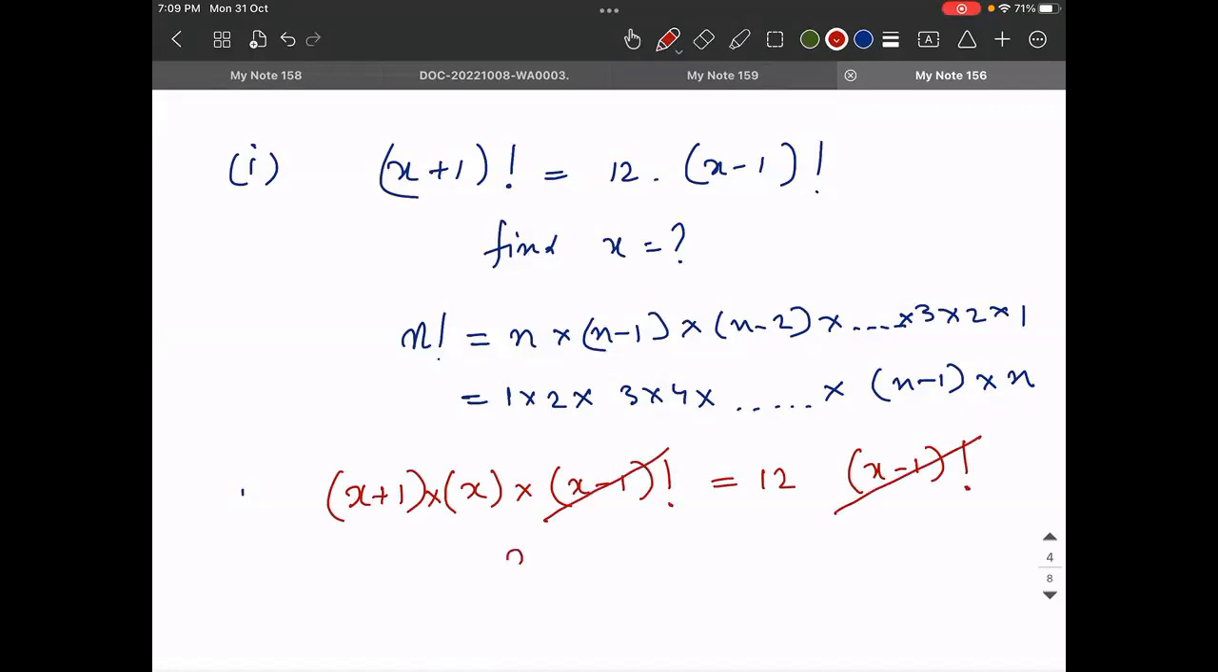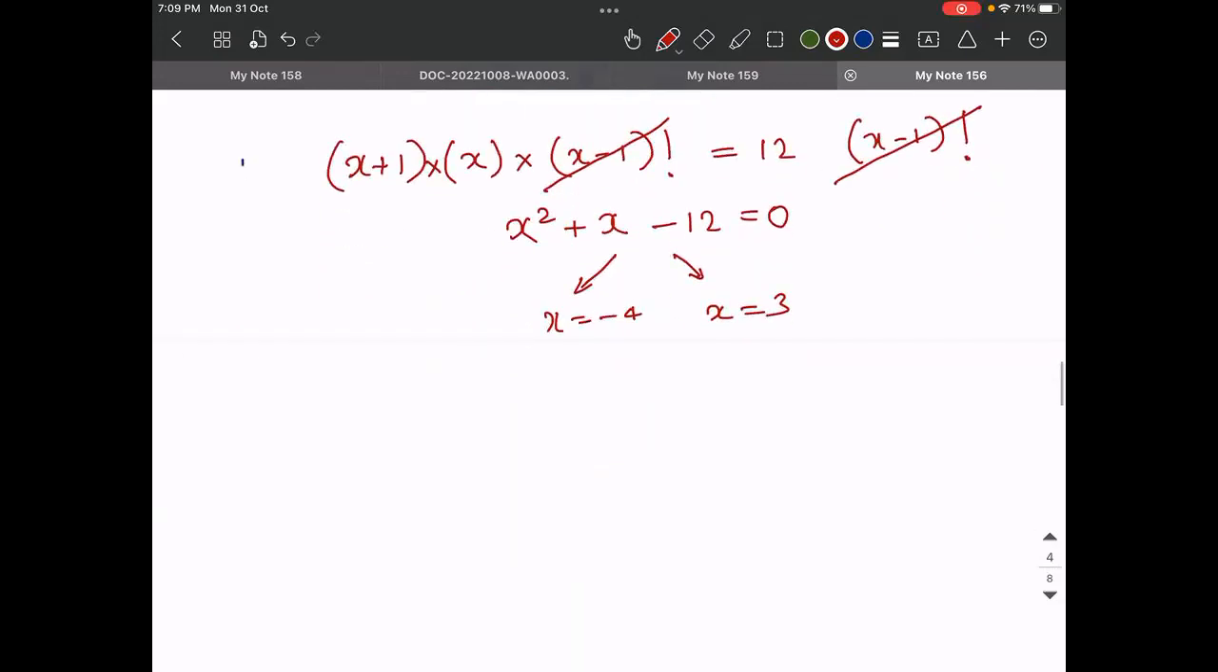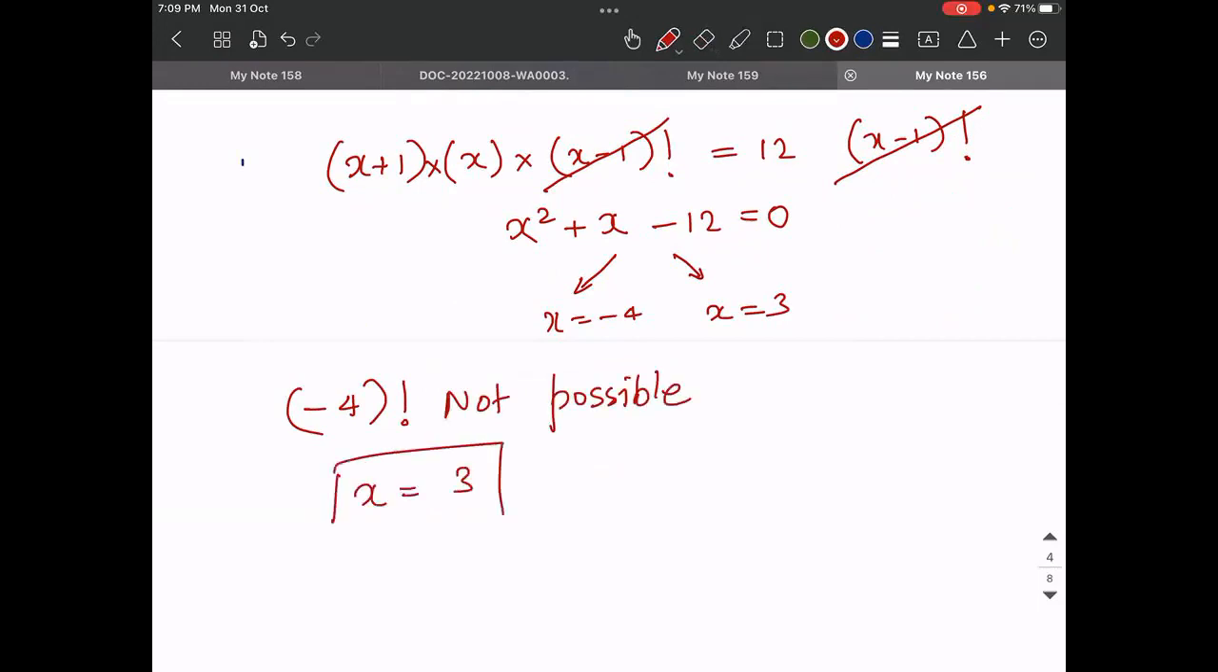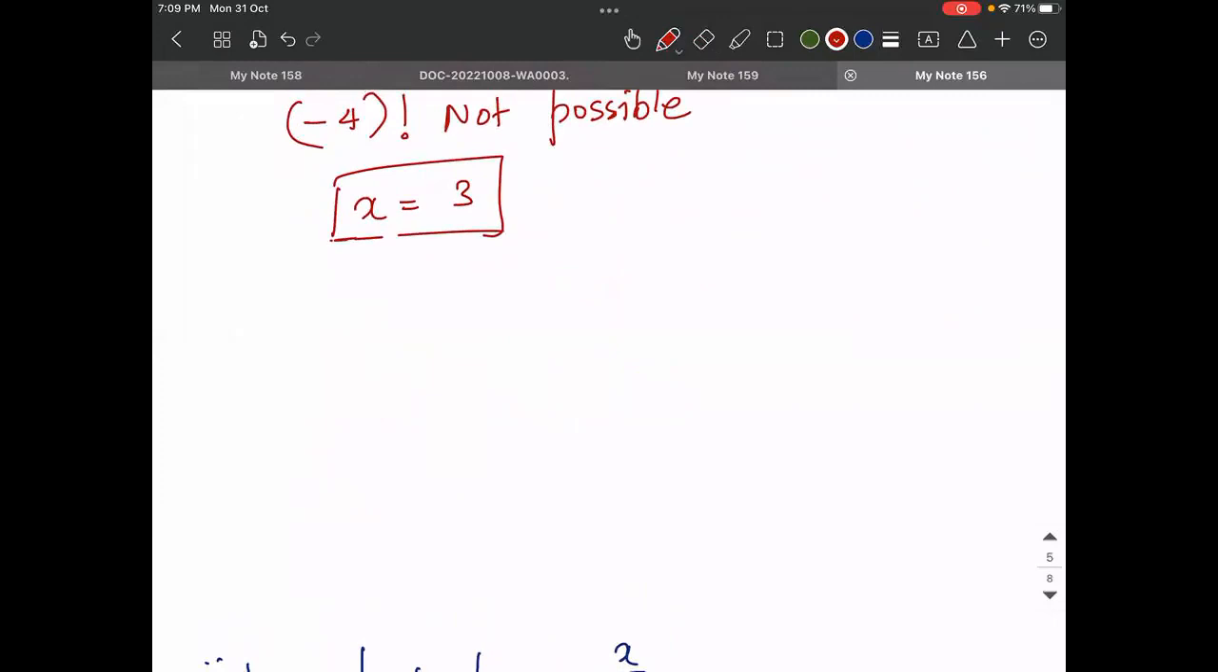Now you have got a quadratic equation, that is x square plus x minus 12 is equal to 0. If you solve this quadratic equation, you'll get two values of x, that is x is equal to minus 4 and x is equal to 3. Since factorial of a negative number is not possible, x should be equal to 3. That is the answer. Understood? Understood or not?